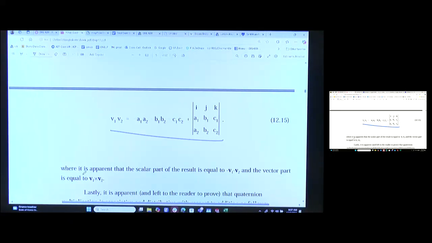But it is kind of neat. If you took two quaternions with no scalar part and multiplied them, the scalar part becomes the negative of the dot product of those vectors, and the vector part becomes the cross product of those vectors. So it's like, holy cow, that's kind of weird that that happened.